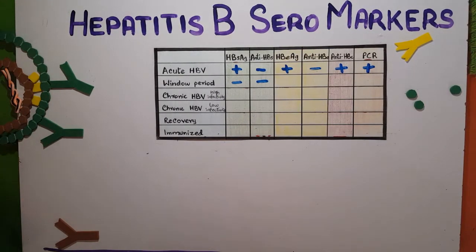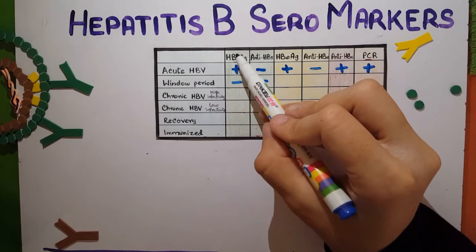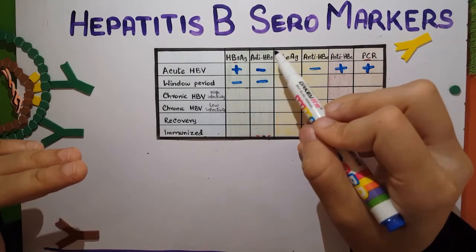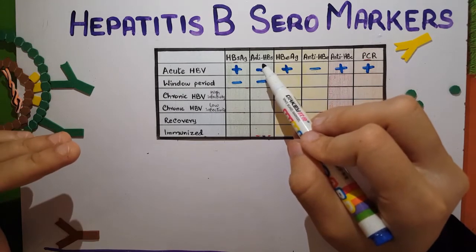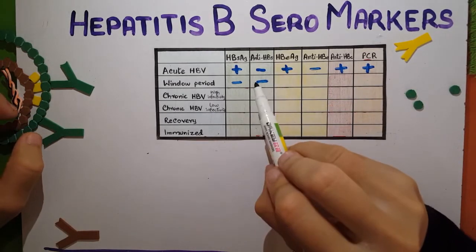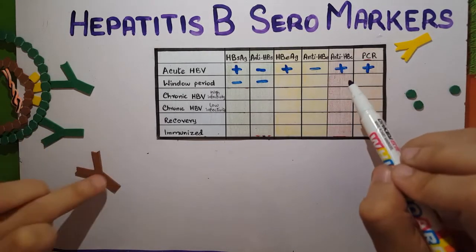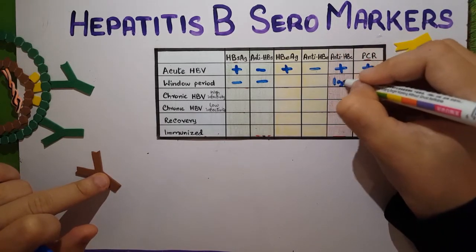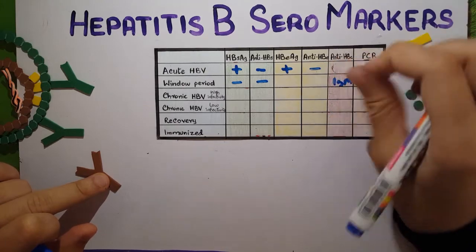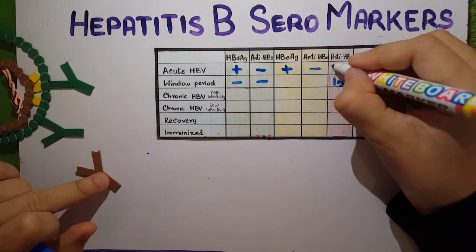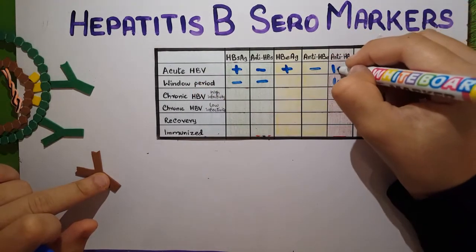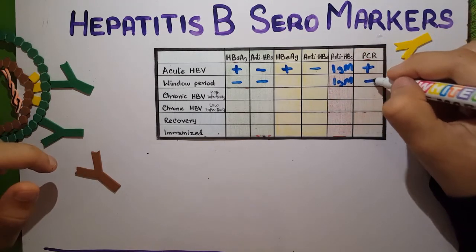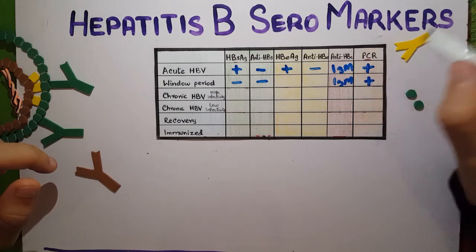It is basically the phase in which the antigens are declining and the antibodies are about to rise, but both are undetectable. So these will be negative. The anti-HBc will be positive, and this will be IgM, because it is an acute infection. It was an acute infection. Alright. PCR will be positive because there's still some viral DNA in the body.